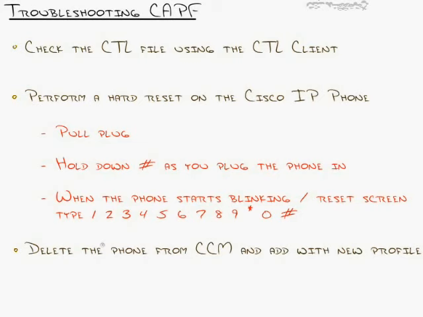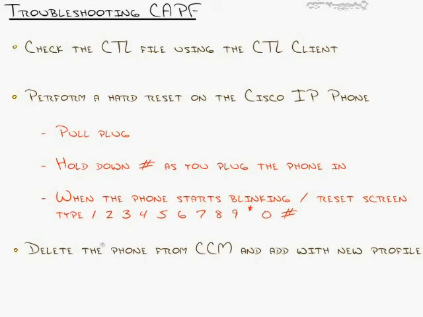Now, if that still doesn't work, if it comes back up and is still saying CTL file issue, and it's one of the only phones in the cluster that's doing it. I mean, if all the phones in the cluster, or a majority of them, are doing it, it's probably something with the CTL file. Got to open it up with the CTL client, regenerate it to match what you really have. But if it's one or two phones, you may just have something whacked.